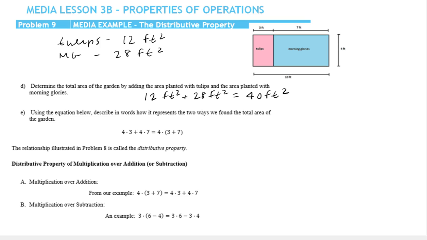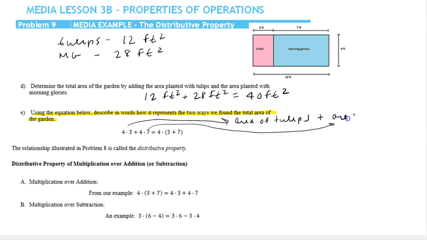So now, using the equation below, describe in words how it represents the 2 ways we found the total area of the garden. Okay. So here we have 4 times 3 plus 4 times 7. Well, I'm just going to draw little arrows. 4 times 3 was the area of the tulips. And we added that to 4 times 7, which is the area of the morning glories. So that's what this left side represents.